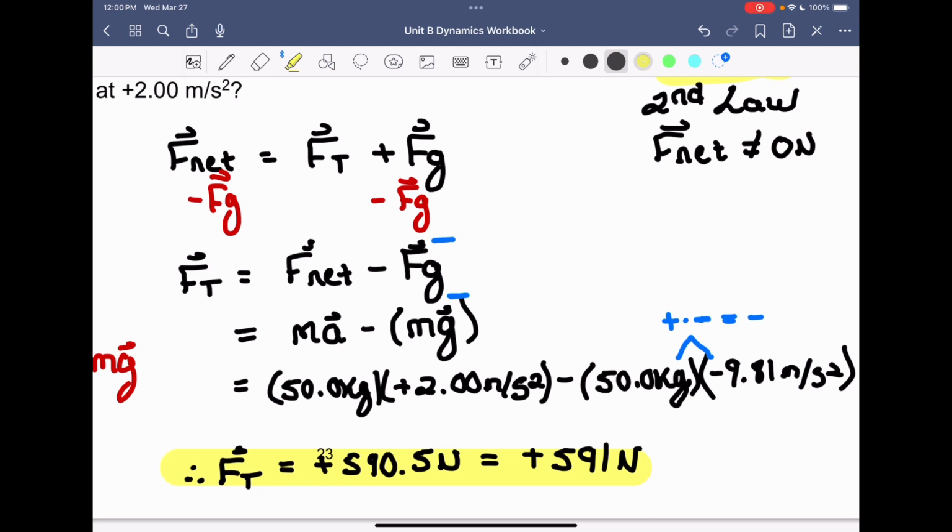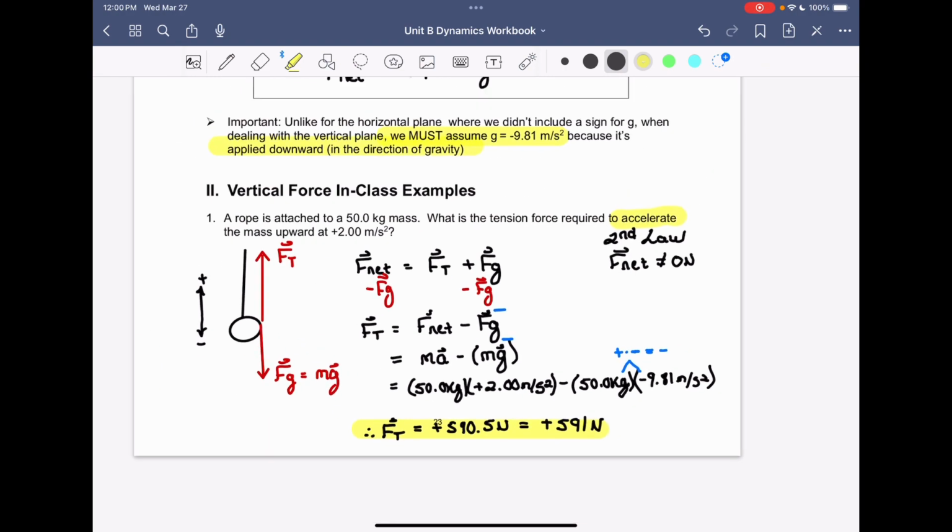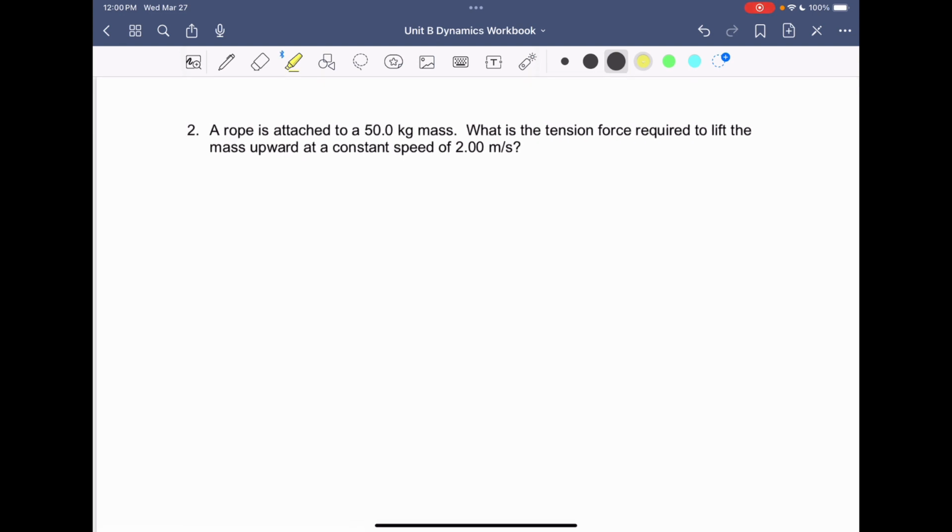Perfect. And then it should align to the idea that if Ft is going the upwards direction, if we don't get a positive value and we're getting a negative, something's off here. We might want to double check our numbers and double check our signs here, but this looks good. All right, let's try one more example of this.